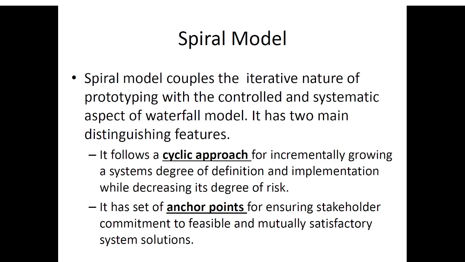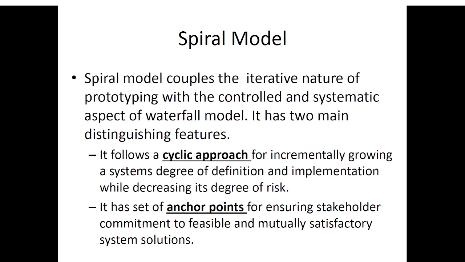Now let's begin. We have done a quick recap of all the concepts that we studied in the last lecture, software engineering part 1. So let's now begin with the new model, which is called the spiral model. The spiral model couples the iterative nature of prototyping with the controlled and systematic aspect of the waterfall model.